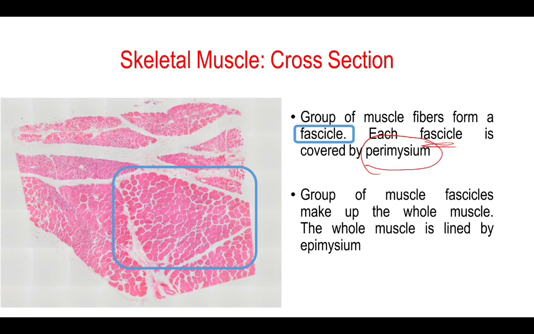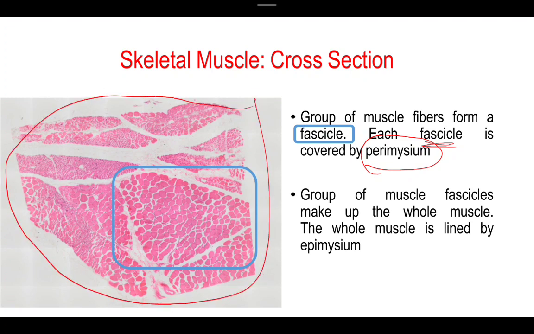So tandaan, group of muscle fascicles make up the whole muscle. Okay, so the whole muscle. Okay, and the whole muscle is lined by your epimysium. Okay, so carry bells lang naman siguro ang skeletal muscle, no? So let's proceed to the cardiac muscle.